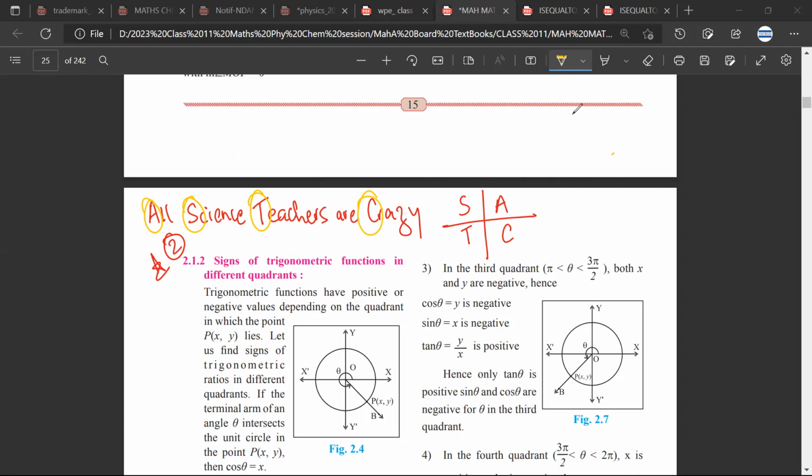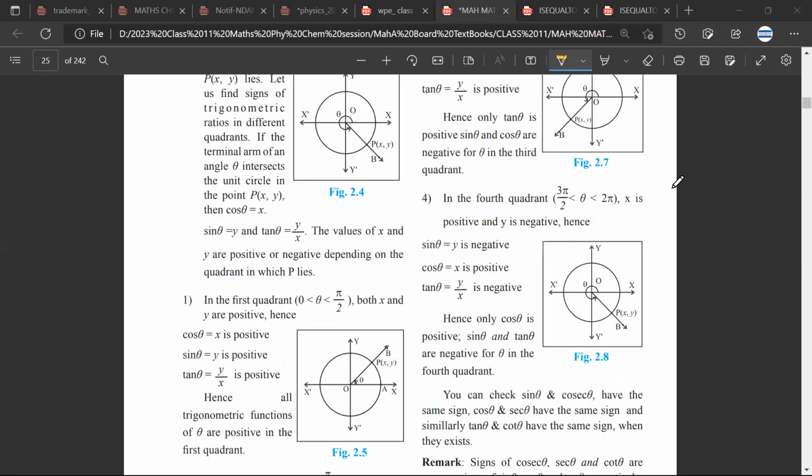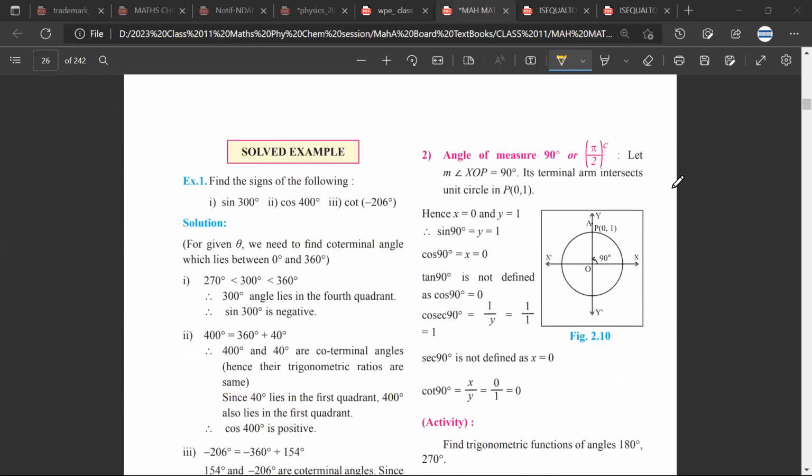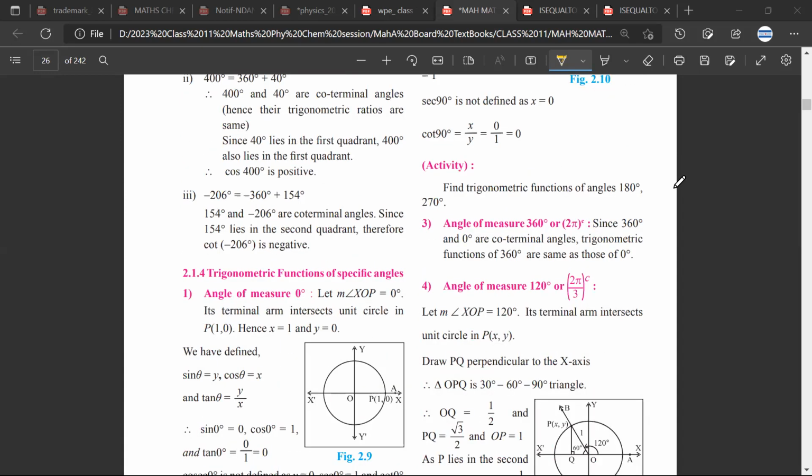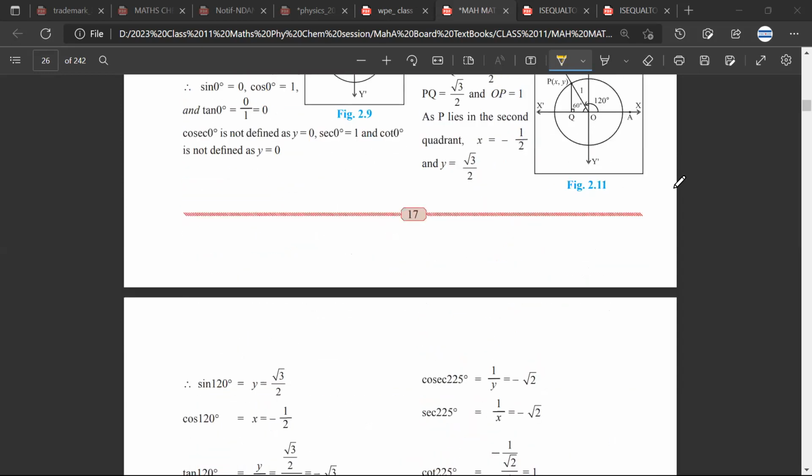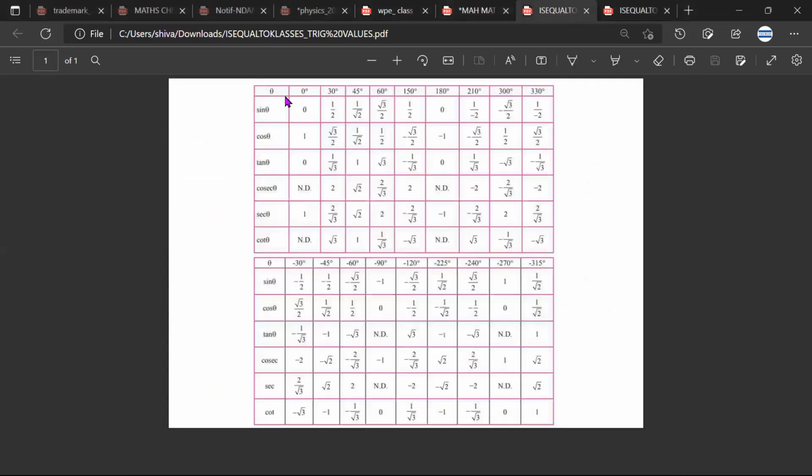The third point that we'll be covering is the values of sine, cos, tan, cot, secant, cosecant in the four quadrants. So 0, 30, 45, 60, 150, 180, 210, 300, 330. We'll try to understand this table. What is the meaning of this table and how do we get these values?